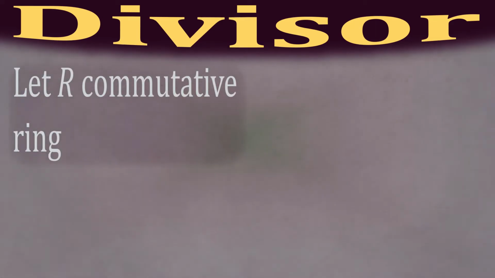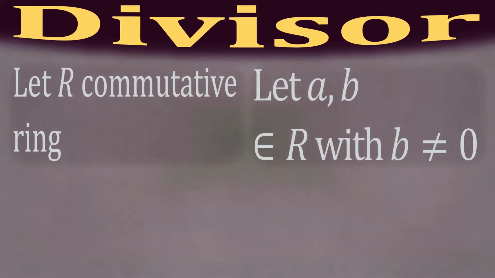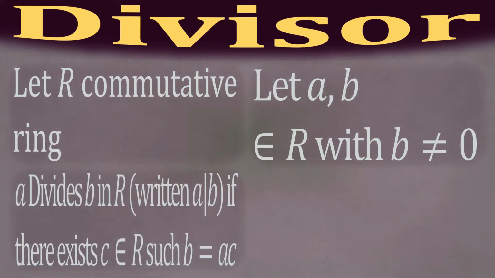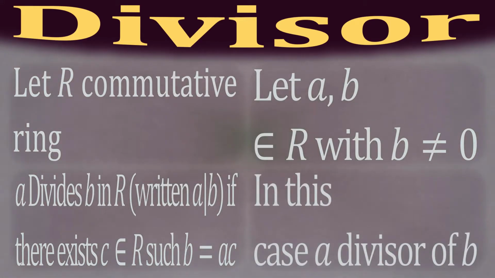Next, let's define a divisor. Let R be a commutative ring, and let a, b be in R with b not equal to 0. We say that a divides b in R if there exists c in R such that b is equal to ac. In this case, we say that a is a divisor of b.